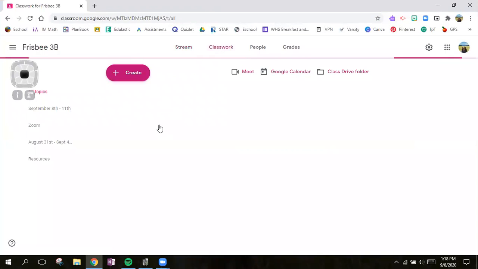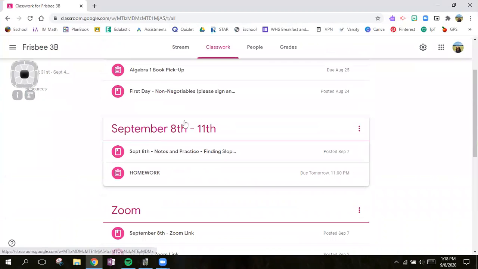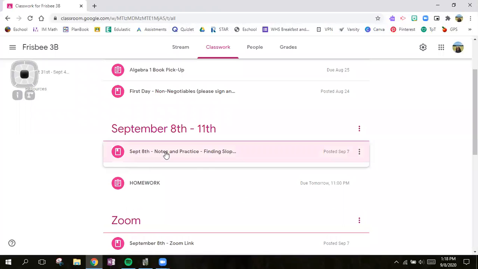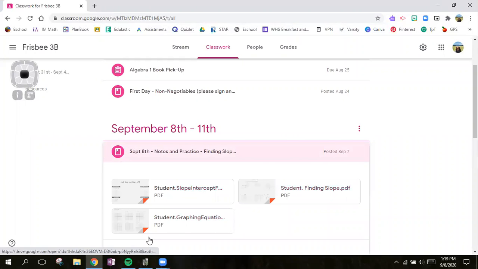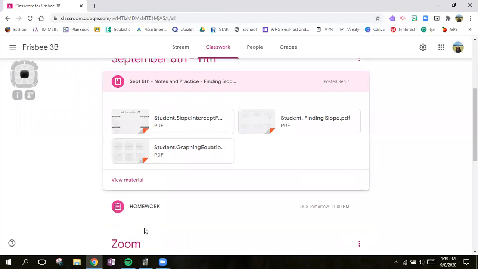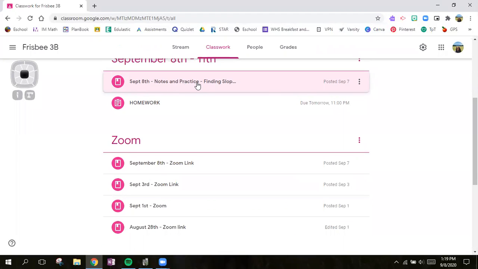Okay, you'll go to classwork. You'll go to this week, September 8th through the 11th, and it's right there under homework. Once I get time to do it, the Zoom for this lesson will be attached to this because it has the notes and it has extra practice in there. Extra practice for slope is right here in today's date, notes, and practice. The homework is due tomorrow at 11 p.m. So you have until tomorrow night to get it finished.